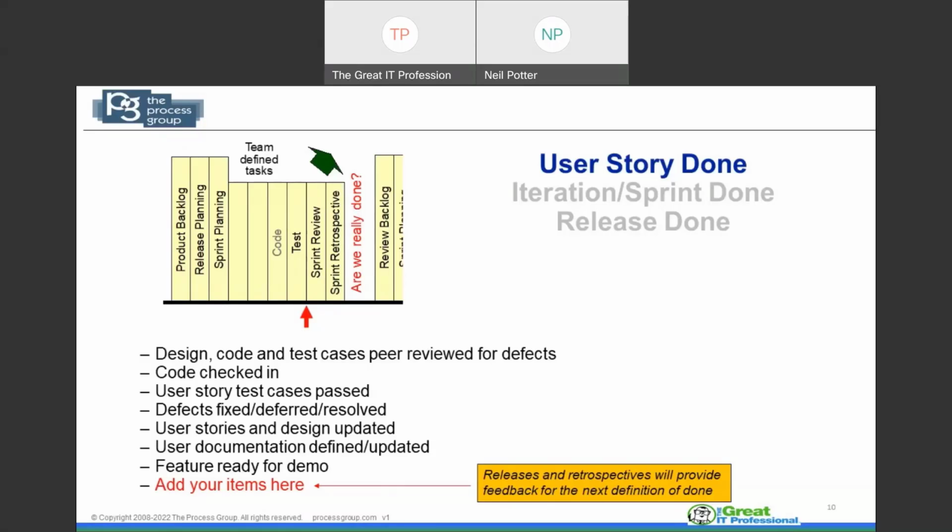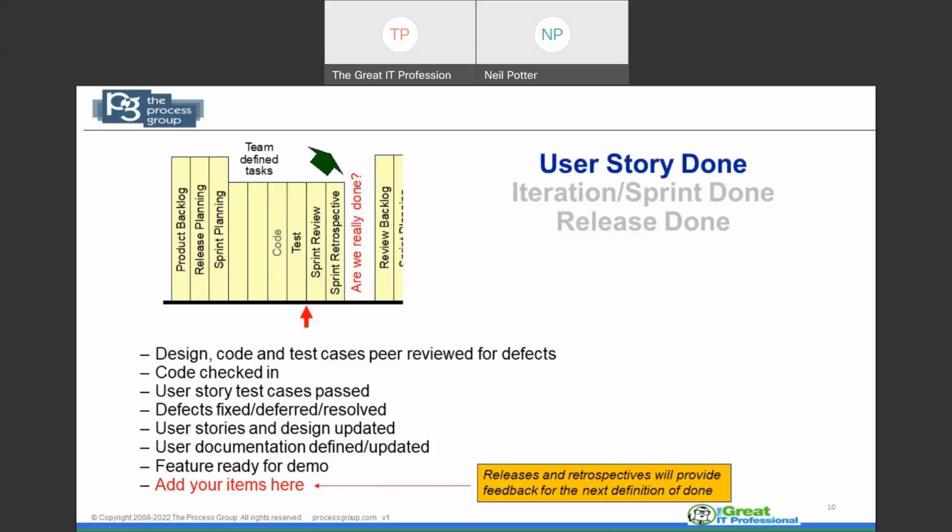Then if we're doing coding, code is checked in versus sitting on the developer's desk. Sitting on the developer's desk can lead to problems of the wrong versions being picked up, or the user having the wrong versions installed. So that would be a part of the done definition. Are we really using a CM system to check in something and manage versions?